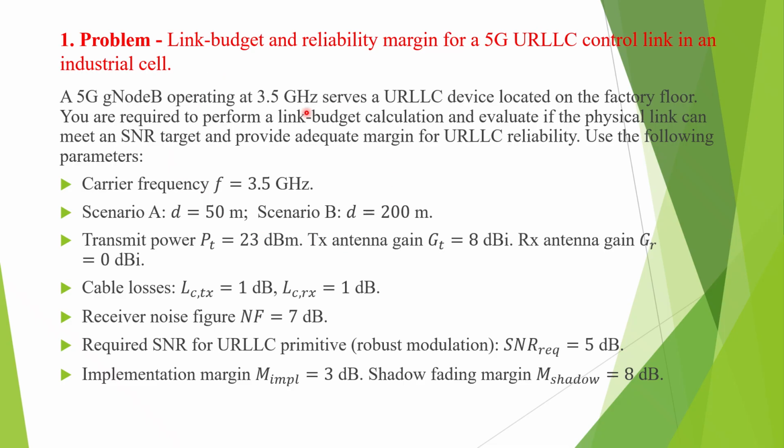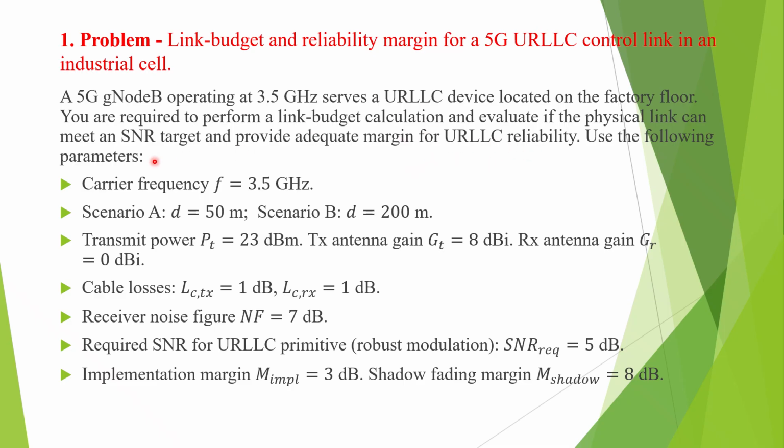This scenario is created for the link budget and reliability analysis for 5G URLLC in an industrial cell, controlling in an industrial cell. First we will see the problem statement. A 5G gNodeB operating at a carrier frequency of 3.5 GHz is serving URLLC services. This device is located on the factory floor. You are required to perform the link budget calculation, evaluate the physical link and SNR, and target adequate margin for URLLC reliability.